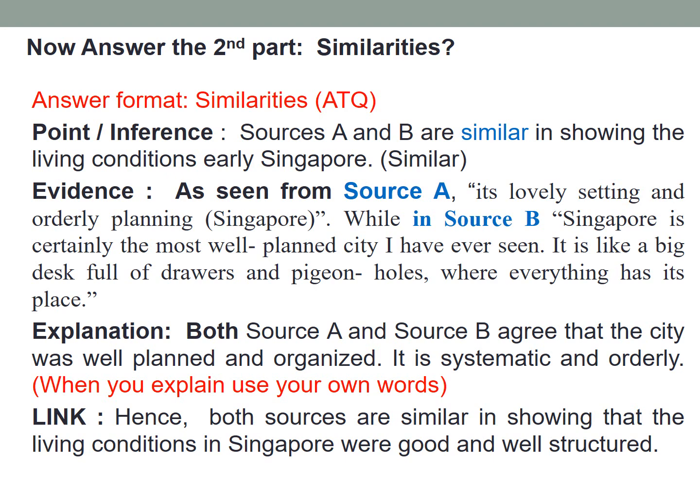So you can explain it by saying both source A and B agree that the city was well planned and organized. It was systematic and orderly. The link: hence, both sources are similar in showing that the living conditions in Singapore were good and well structured. Students, congratulations. We have gone through a model answer for differences, one paragraph, and for similarities.